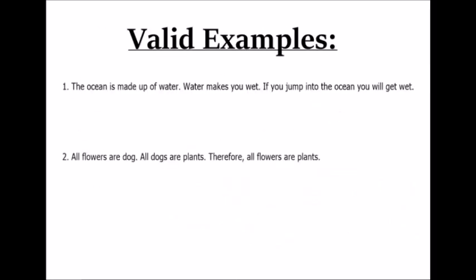So here are some examples of valid, meaning these are all logical. So the ocean is made up of water. Water makes you wet. If you jump into the ocean, you will get wet. So one thing that you can always do, if you can't figure out exactly what the premises are and which is which, is work backwards.